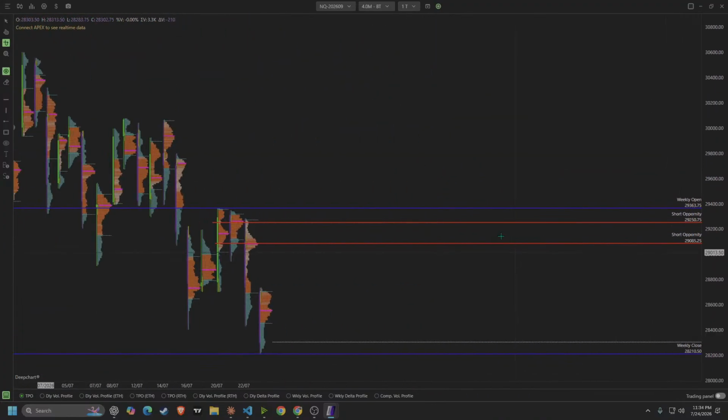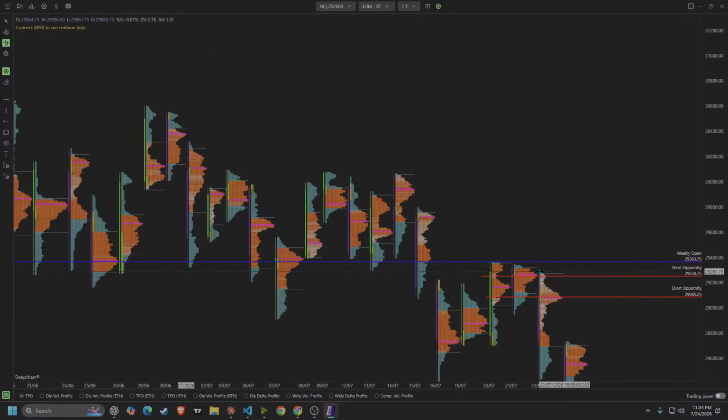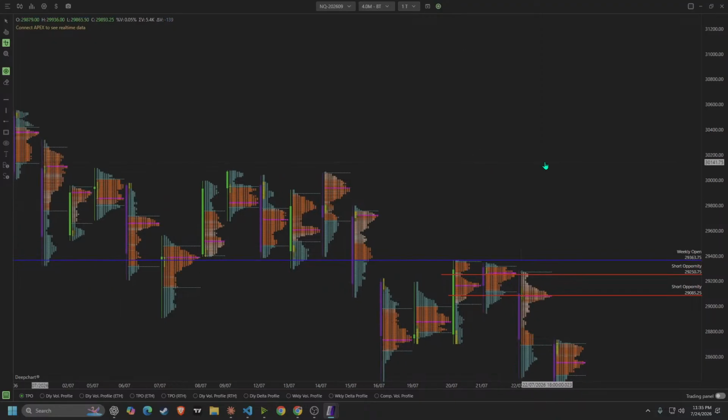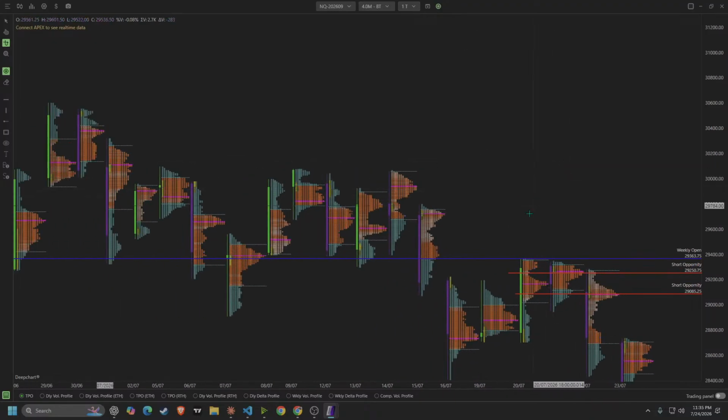Okay. Is it a coincidence? Then at the top side, let's look above it. So we found two levels about 1,100 points apart from each other where value was established. So if I come back up here, this looks like a really juicy level. Value was here for quite some time.